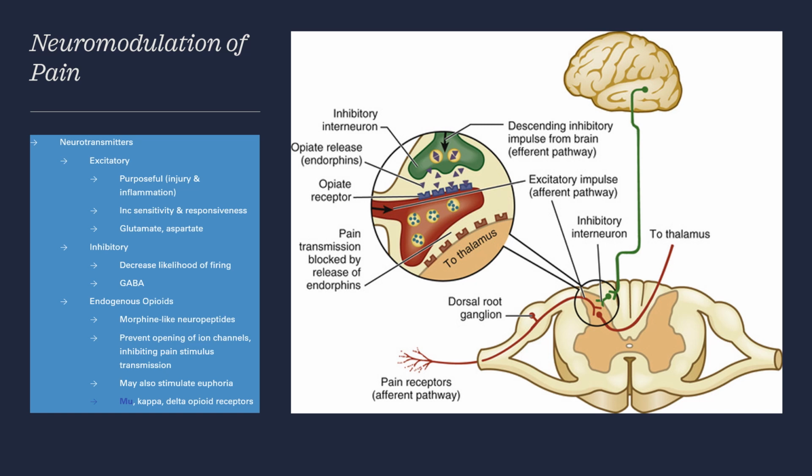Our image on this slide demonstrates how the inhibitory pathway works. The afferent pathway sends a painful stimulus up through the dorsal horn. The efferent pathway sends an inhibitory impulse from the brain toward that afferent path. Here, the endogenous opioid binds to the opioid receptor, stimulates endorphin release, and blocks the opening of ion-gated channels, thus preventing further pain impulse transmission.